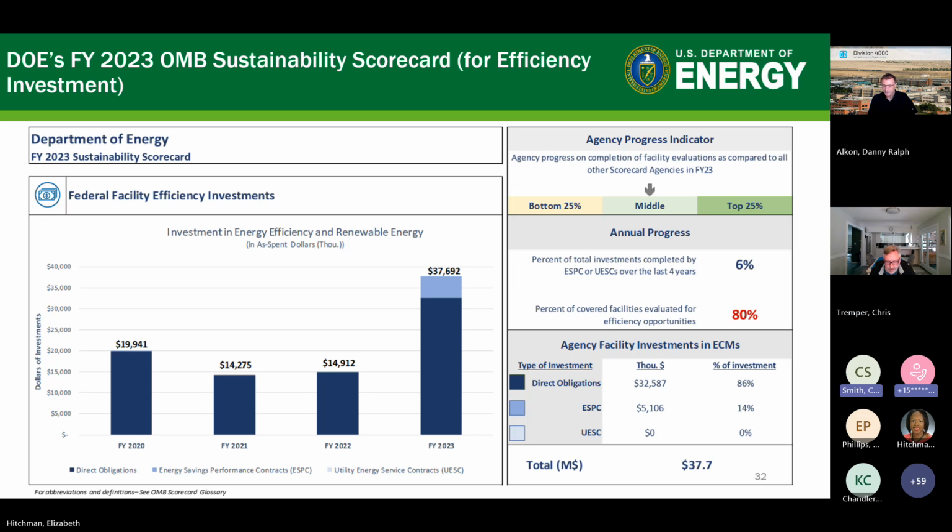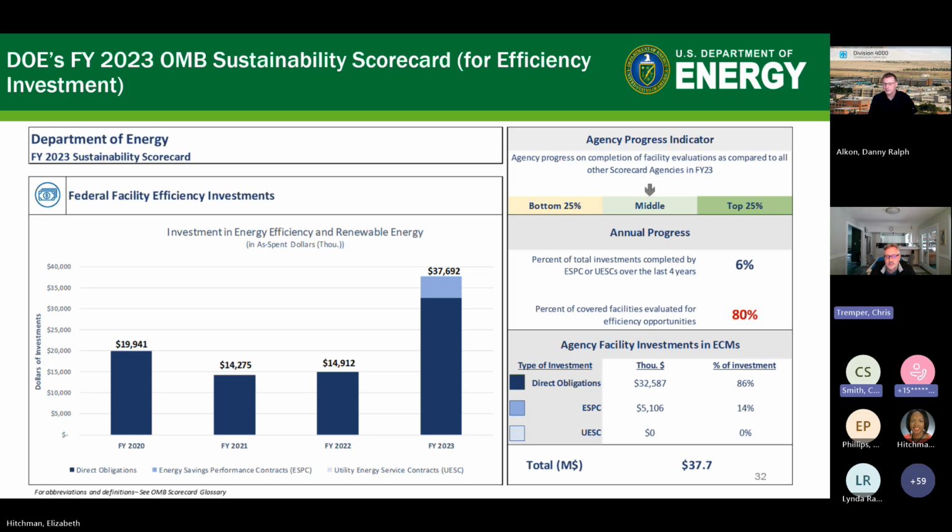The other thing I'll point out, the other metric that DOE is ranked on relative to the other agencies, is progress on completing its facility evaluations. When we pulled this data at the beginning of the year, DOE was at 80% completion of evaluations of its covered facilities in terms of facility energy use. OMB would like to see that above 90%. That's why the percentage is red.